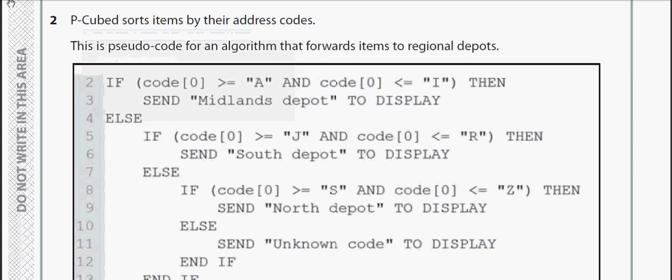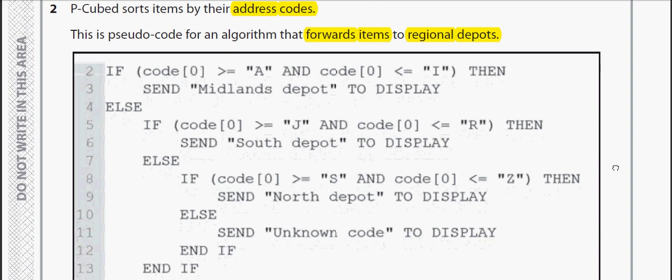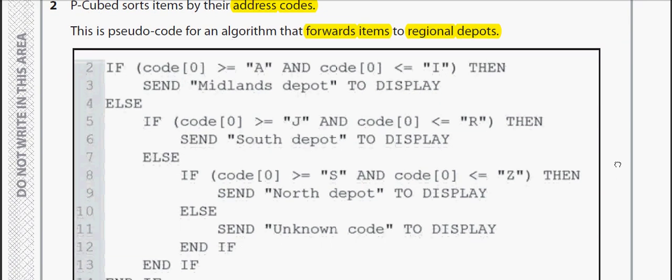Question 2. P cubed sorts items by their address codes. This is pseudocode for an algorithm that forwards items to regional depots. So back to the scenario again, if you weren't sure about the word depot, it did talk about regional sorting office. So forwarding items to regional offices.